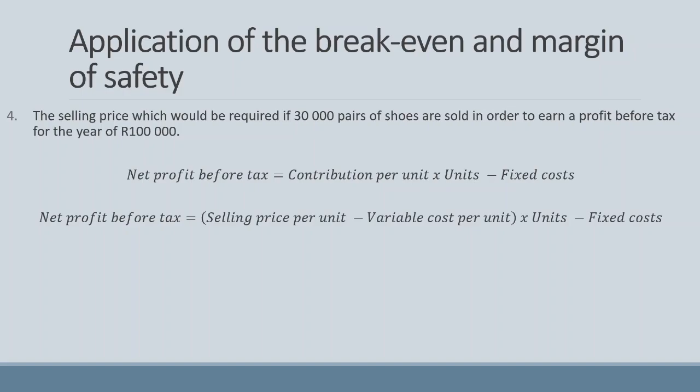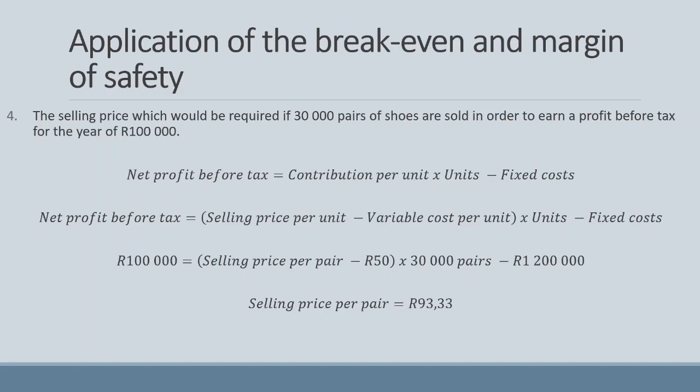We can then enter the information. So we have our net profit of 100,000 Rand, our variable costs of 50 Rand per pair, our units of 30,000 pairs, and our fixed costs of 1.2 million Rand. Now we can calculate our missing variable of the selling price per pair to arrive at 93 Rand and 53 cents per pair of shoes.